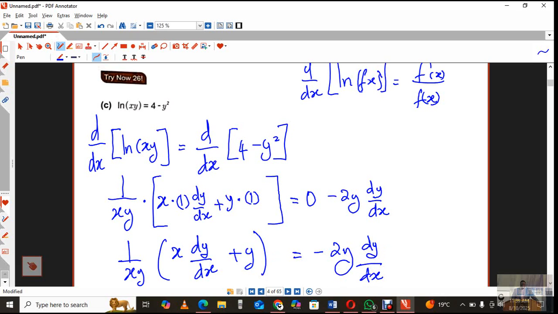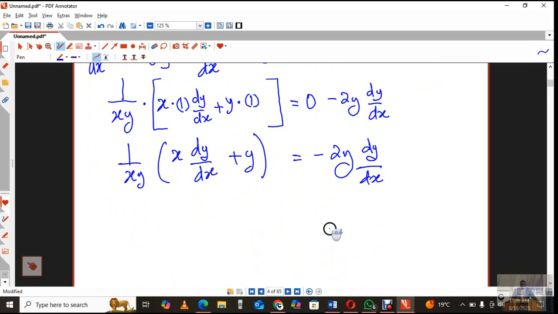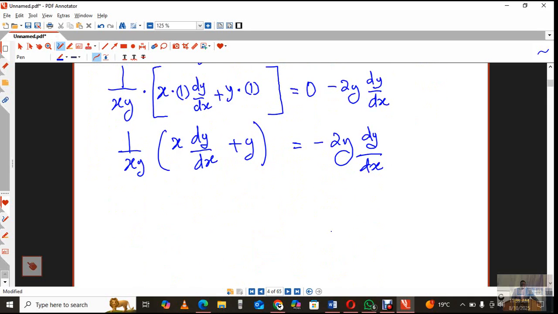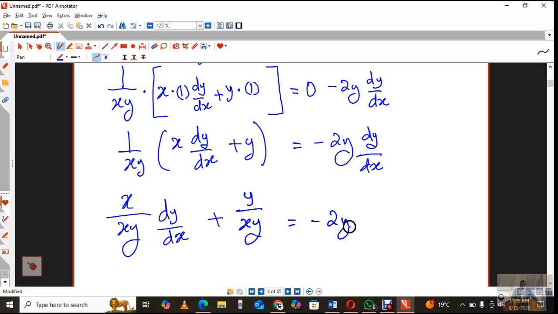x times 1 over x is going to be x dy dx plus y, okay, is equal to negative 2y dy dx. Okay, so let's multiply out the first one here, so we can isolate our dy dx. So that is going to be x over xy, that's numerator times numerator, and denominator times denominator, and plus y over xy is equal to negative 2y dy dx.